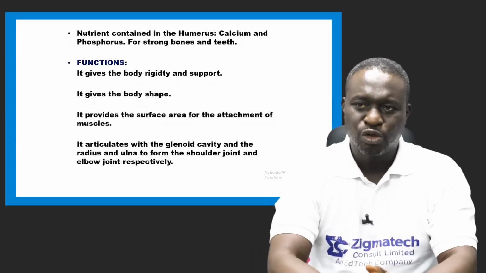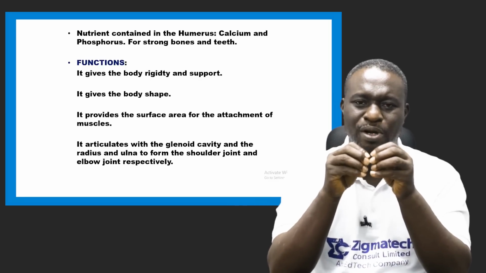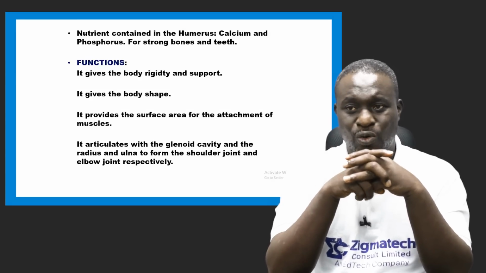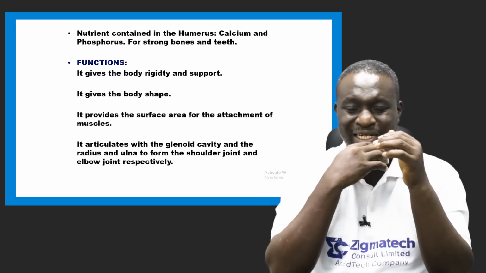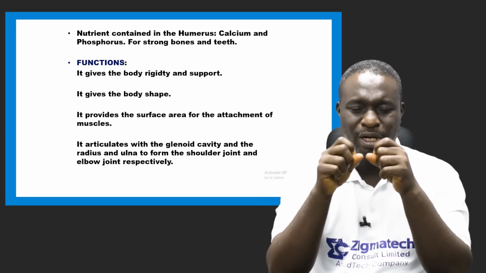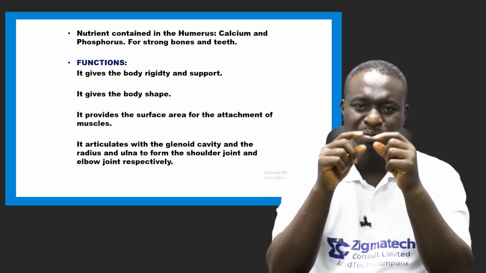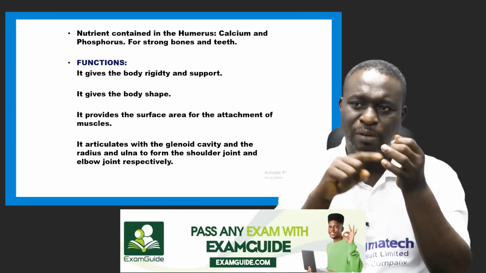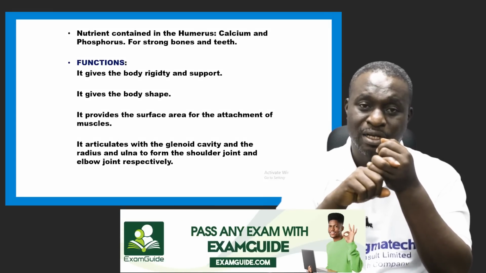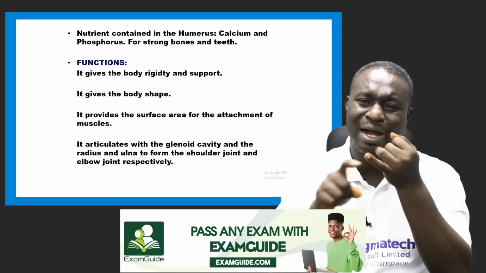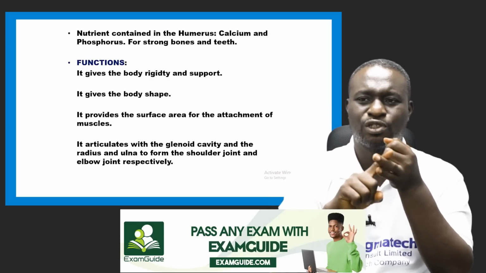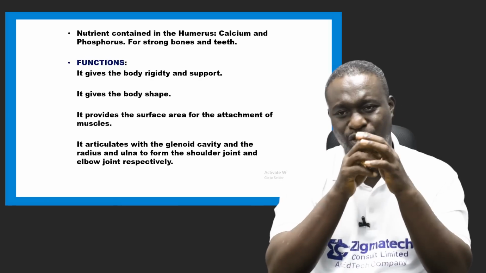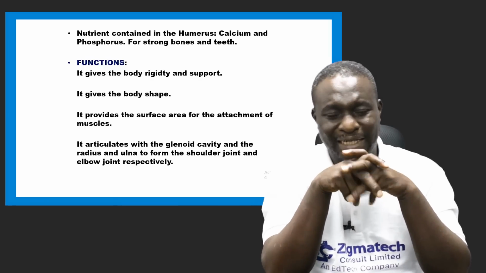Now also, the nutrients that are contained in the humerus should be taken note of. Questions can come up from that aspect to mention some of the nutrients that are contained in the humerus. Now, take note of these nutrients. Mostly bones consist of calcium and phosphorus. So the mineral elements are calcium and phosphorus. These calcium and phosphorus are for strong bones and teeth. That's their function.